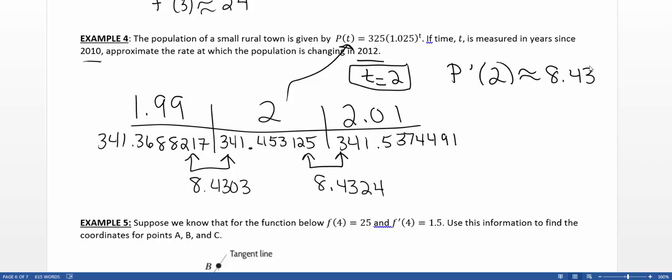Now, I want to point out here some of the key wording that was in the problem that told me that I was looking for the instantaneous rate of change. So it says, approximate the rate at which the population is changing. The rate is the instantaneous rate of change.